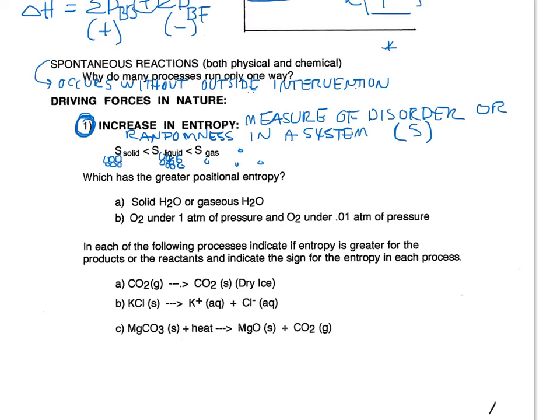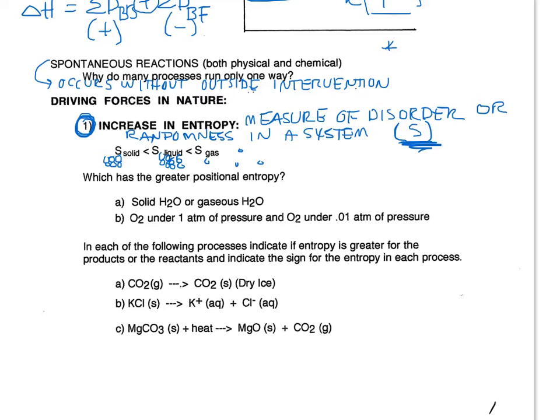So the larger the disorder, the more entropy that a system has. The variable or the letter that we use to designate entropy is a capital S. And just to give you an example of what we mean by a measure of disorder or randomness, the entropy of a solid is less than the entropy of a liquid, which is less than the entropy of a gas.